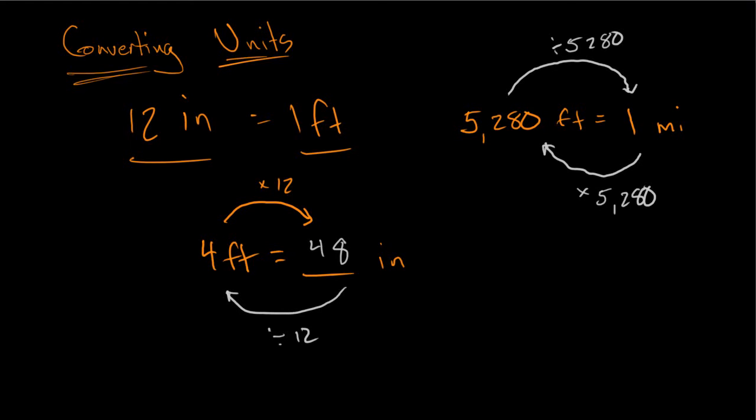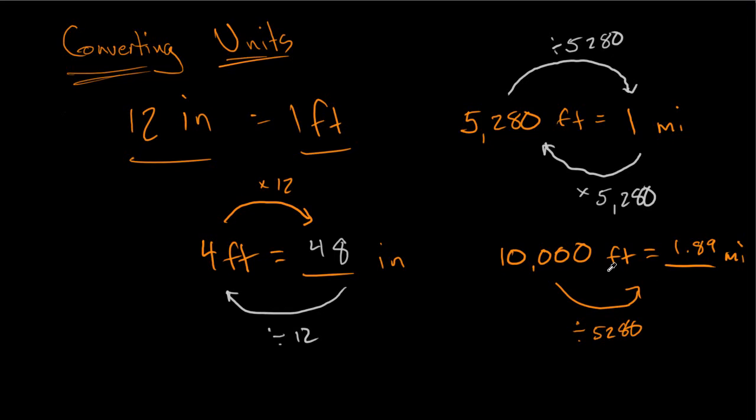If you were asked to figure out how many miles are in 10,000 feet, then you can just simply look back at your conversion fact and figure out how to go from feet to miles. We just divide by 5,280, which is about 1.89.